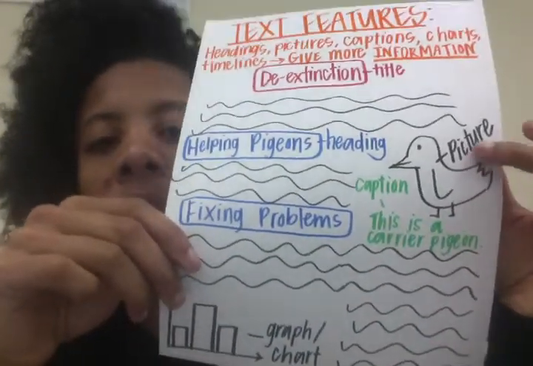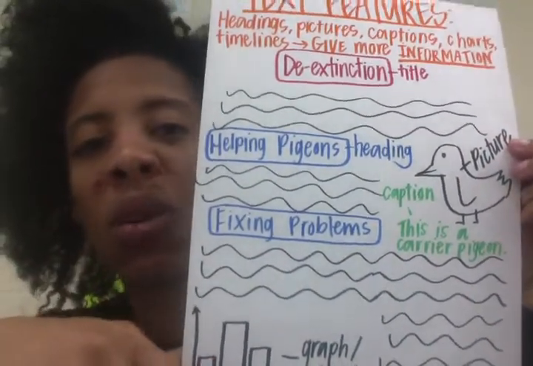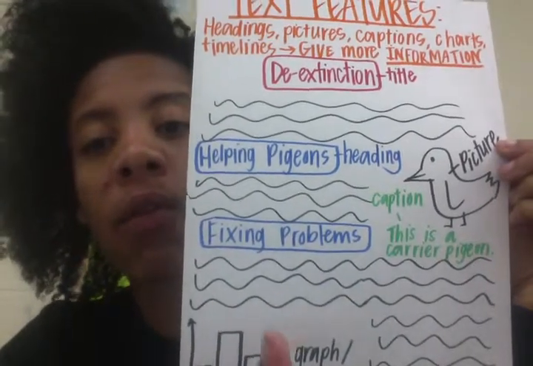Okay? Then we have a picture. Pictures are helpful for people who are visual learners, okay? So maybe you don't know what a pigeon looks like, and now you know that it's a bird. Pictures are helpful for visual learners.